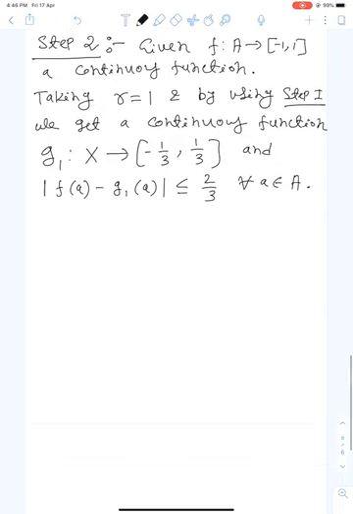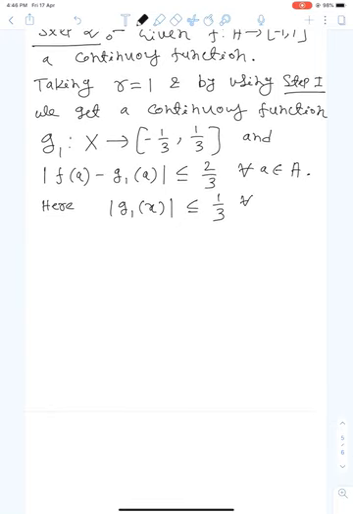Okay. Now here you can just say that mod of g1 of x is less than or equal to also what? What will be the modulus of g of x? It is from minus 1 by 3 to plus 1 by 3, right? So their modulus value is 1 by 3.